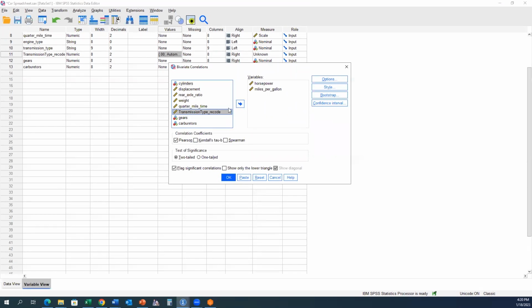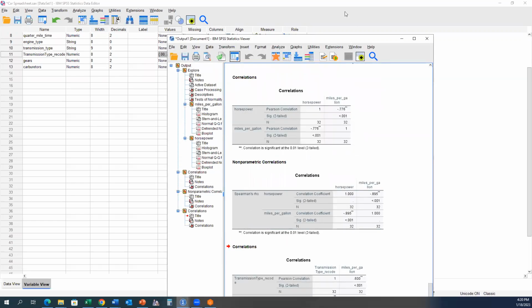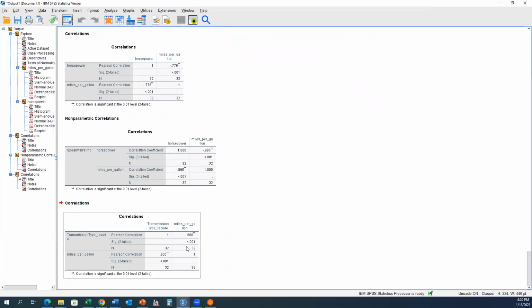And let's put in transmission type here. And I'll take out mileage, or I'll take out horsepower. This is a point by serial correlation between mileage and transmission, and it is significant. Okay, so we have a significant correlation, and what it shows is that manual cars, which were coded 1, automatic was coded 0. It shows that manual cars tend to have higher mileage.